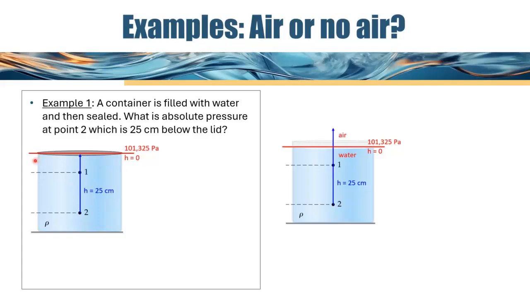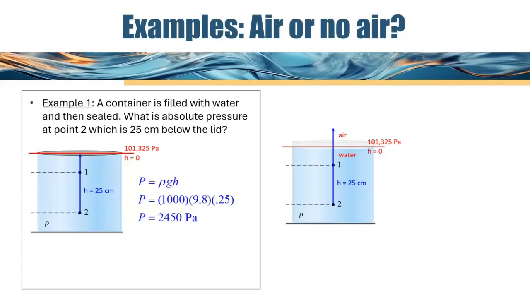So I'm going to make the lid of the container H equals 0. So the pressure here is 101,325. And we're down here at point 2. So I know that pressure increases with depth. And as I go deeper into the water, the pressure is going to increase. And to calculate that, there's a couple of ways that I can do that. The first is to use the gauge pressure equation.